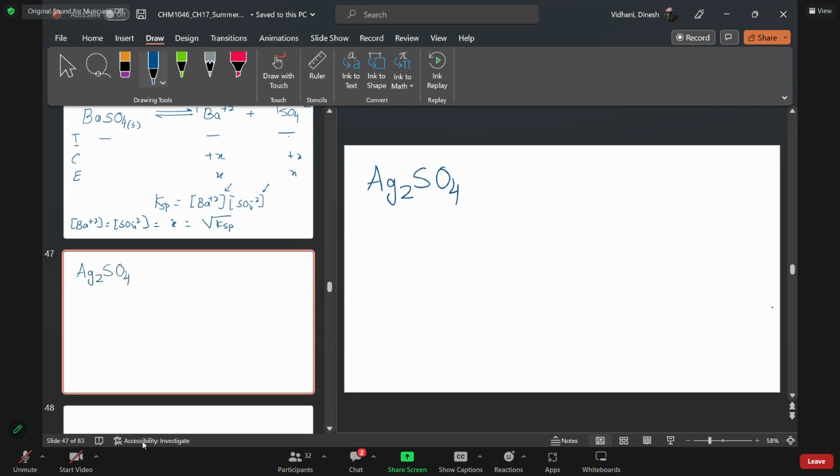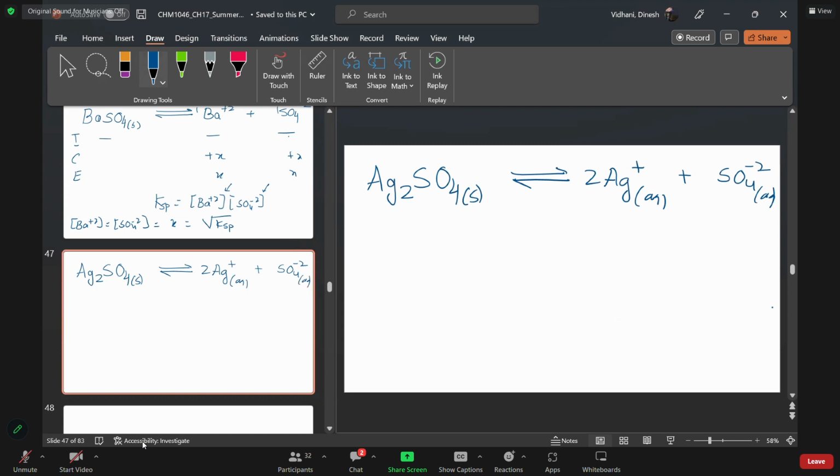What happens in this case? You put it in water, yes, there will be an equilibrium. But this time you will have 2 silver ions coming out and 1 sulfate ion. How would I write my equilibrium constant in this case? Well, this is solid, this is aqueous, this is aqueous.